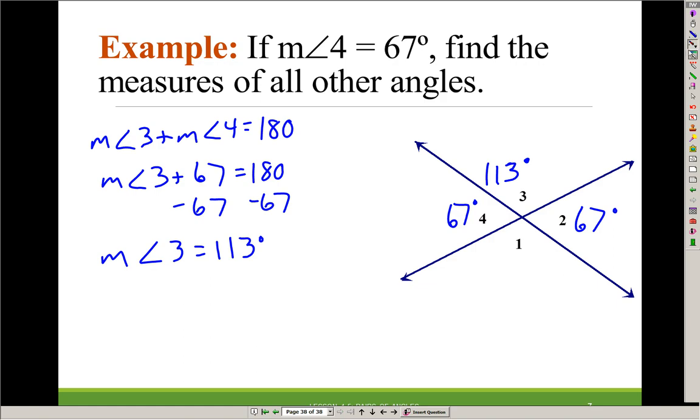And I also see a bow tie with angle 3 and angle 1. Those are vertical angles, and vertical angles are congruent there. So angle 1 is also 113 degrees. So we had a linear pair, they were supplementary angles and added up to 180. And then we have several pairs of vertical angles that are congruent.